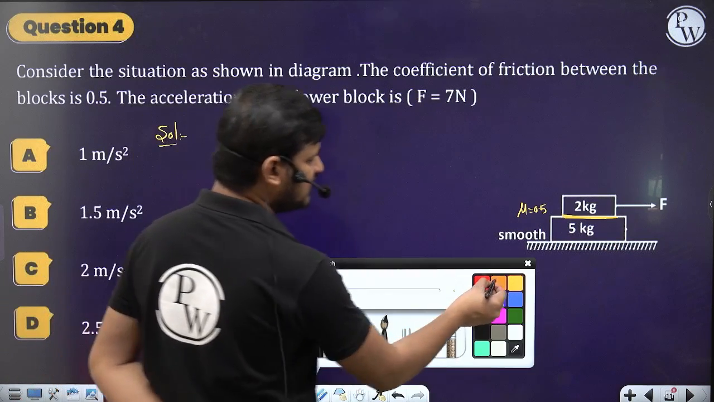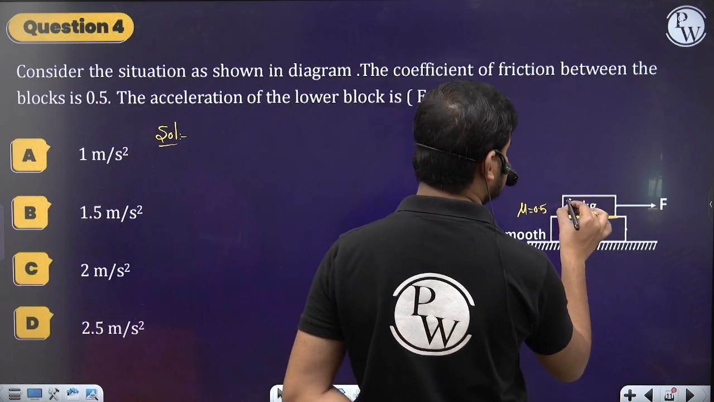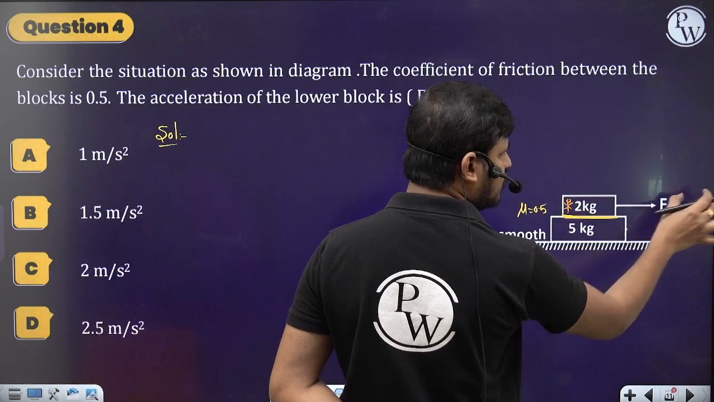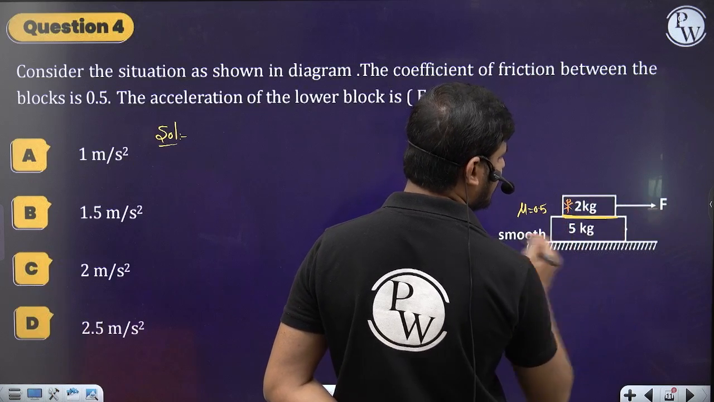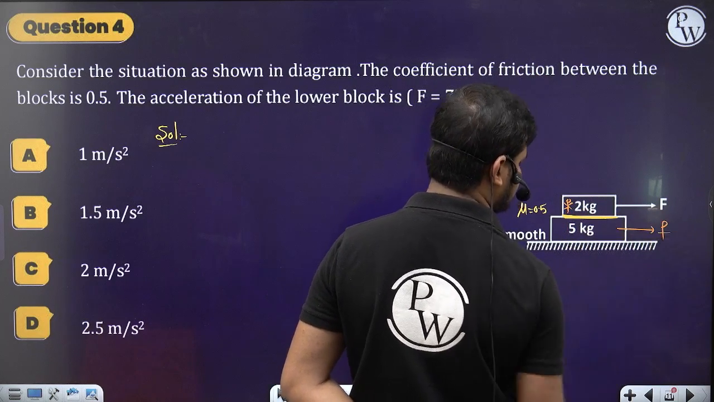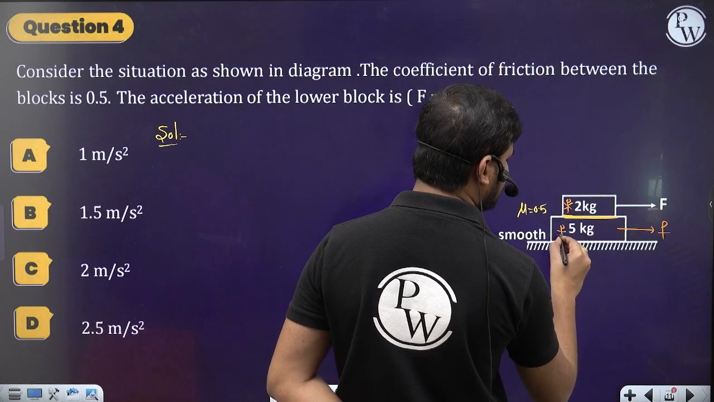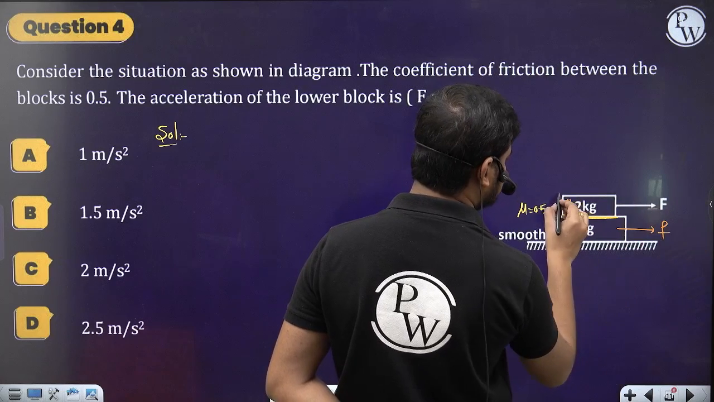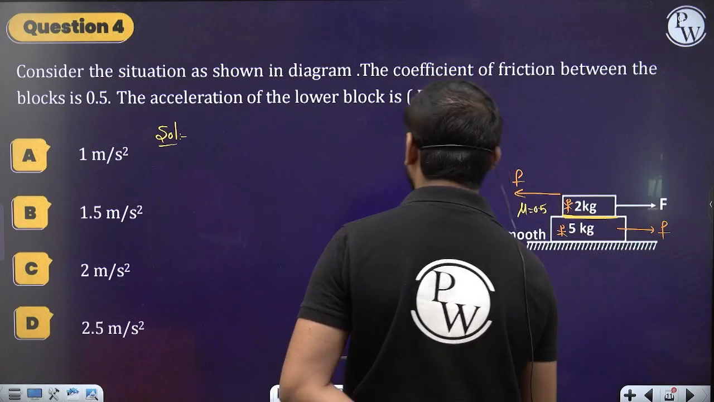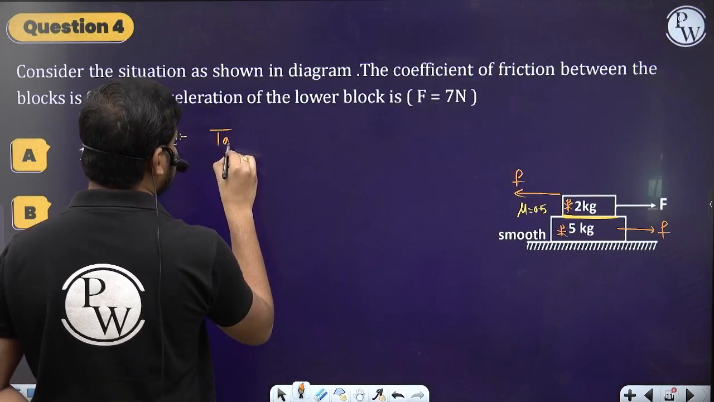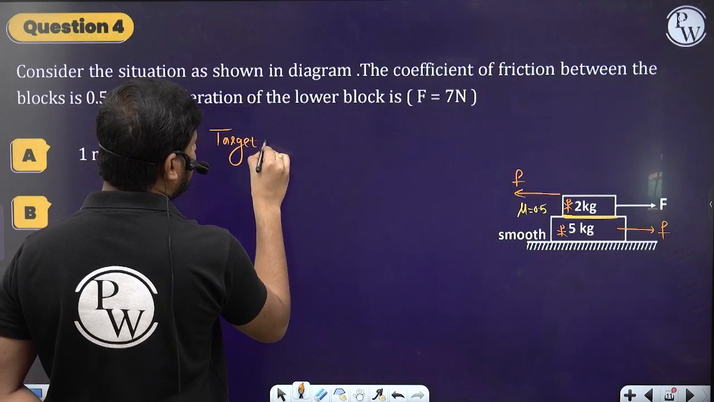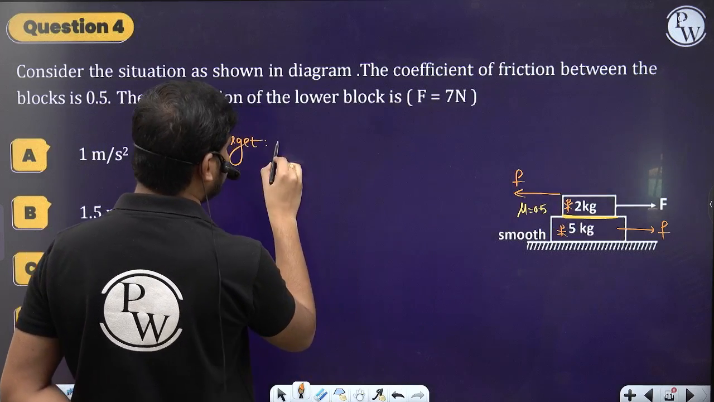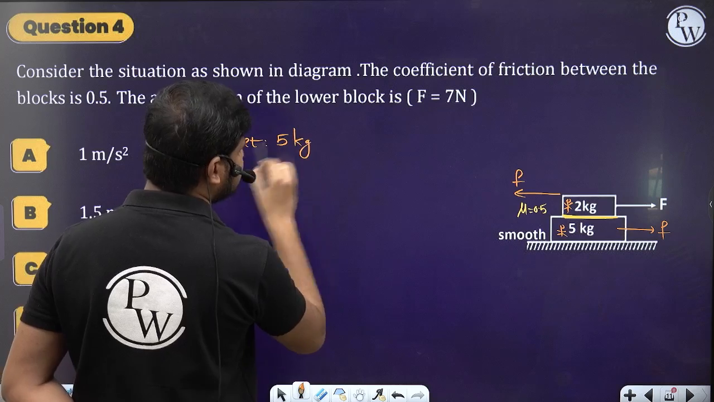So obviously you know that if you consider this as a frame of reference, you are going forward, so it seems to be moving backward, so the friction on this will be to the right side. And if you consider this as a frame of reference, this one is moving right side, so the friction should act on it on the left side. So first thing, identify the target block here, on which only the friction acts. So the 5 kg is the target block.